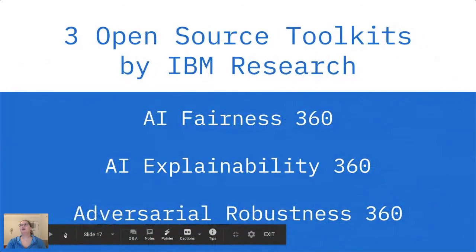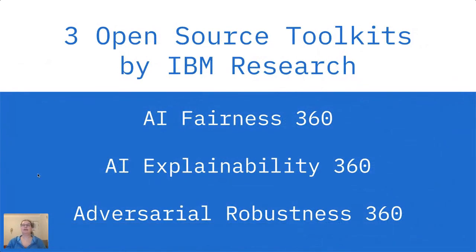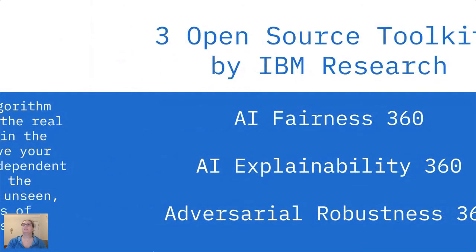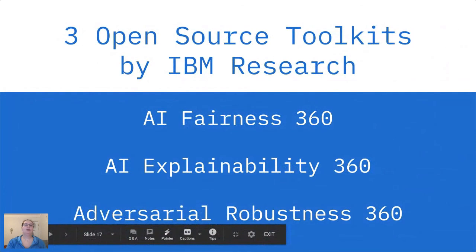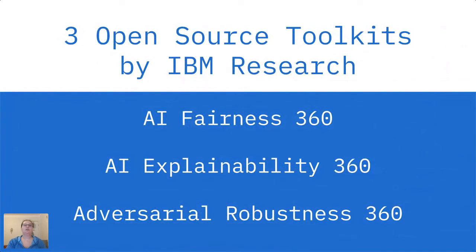So we have 3 open source toolkits. The first one is what we're going to be focused on today. That's the AI Fairness 360. We also have AI Explainability 360 and Adversarial Robustness 360. So we have a toolkit for each of the 3 pillars for building trustworthy AI pipelines.